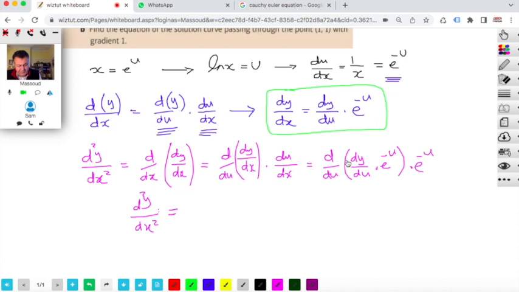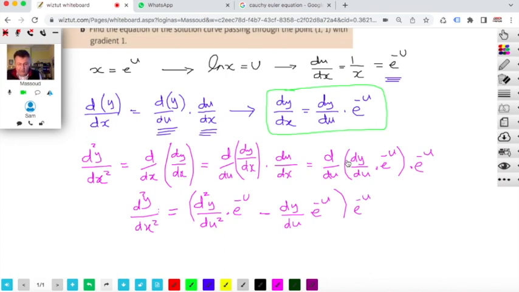So we will have the differential of dy du, which would be the second differential d2y du squared, multiplied by the first part, which is this, and then minus, because the differential of e to the power of minus u with respect to u is minus, multiplying it by the first part, dy du, and then e to the power of minus u. And then outside of this, we will have e to the power of minus u.